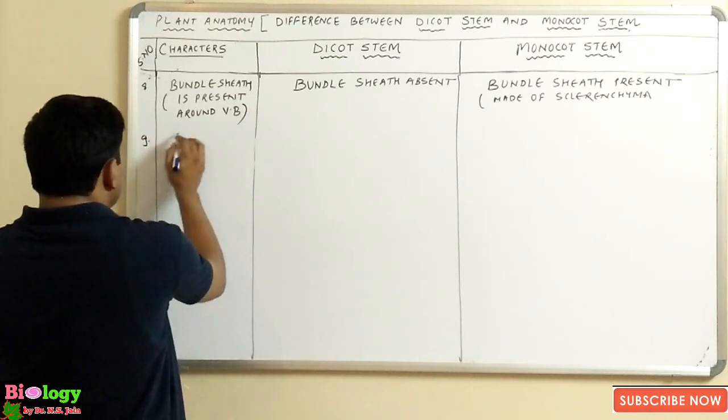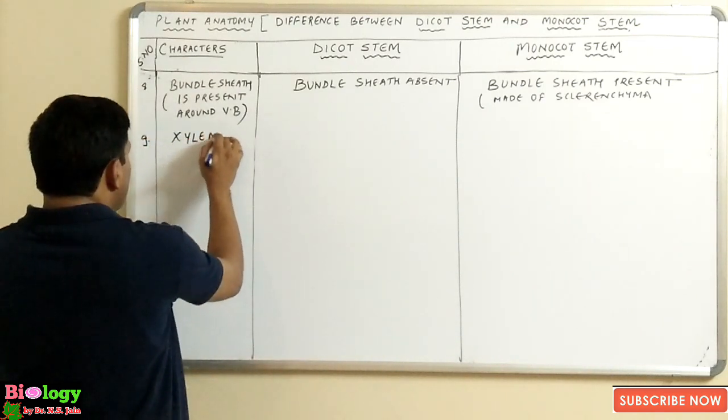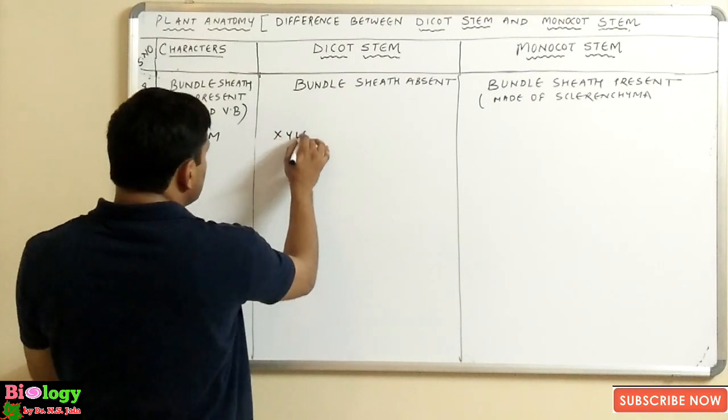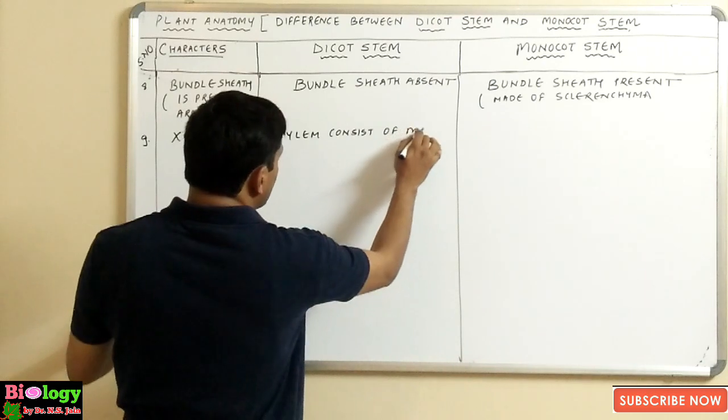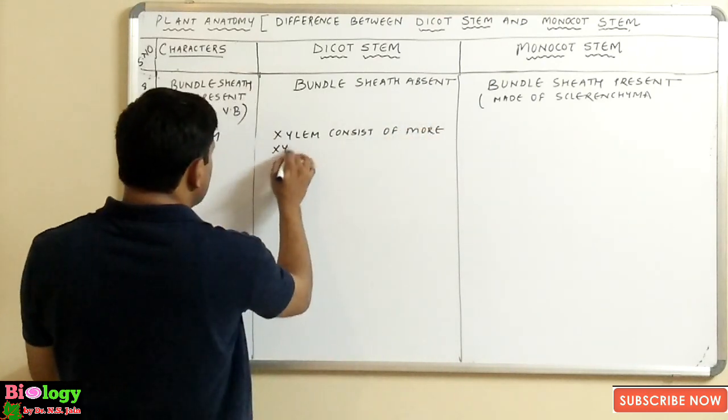Now coming to the next point, that is xylem. Now xylem consists of more xylem vessels.